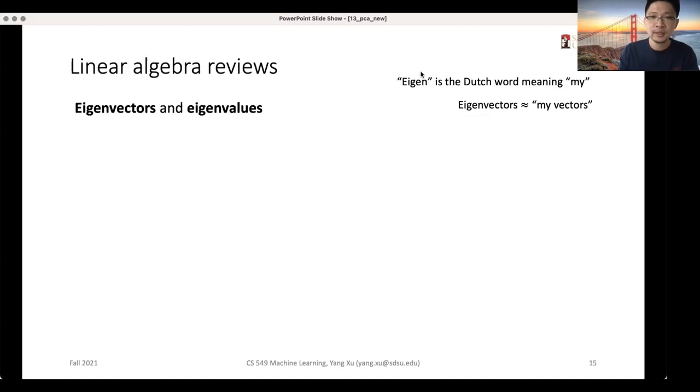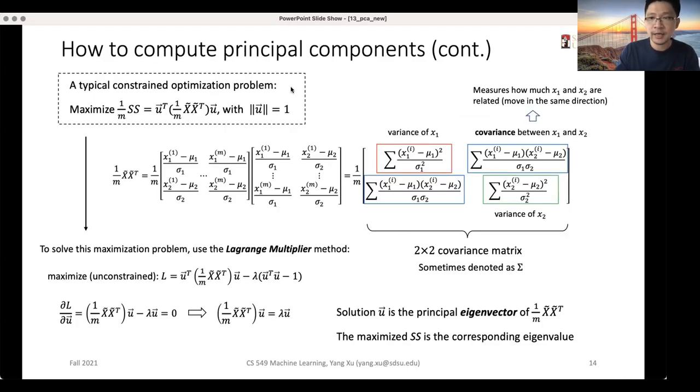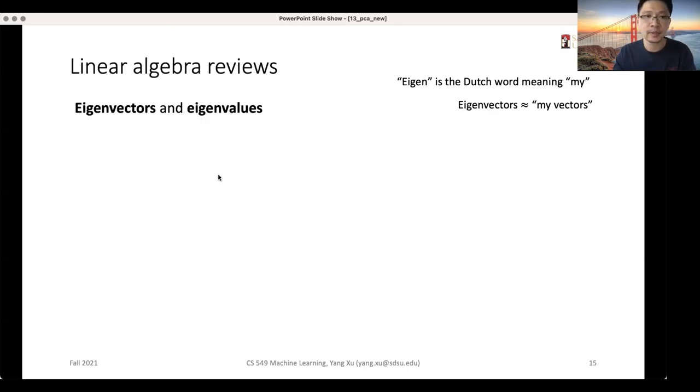So let's review the eigenvector a little bit. In linear algebra we have several ways to solve for eigenvectors and eigenvalues. These two words come from the German word meaning 'own' or 'characteristic', so it actually means the own vectors of a matrix, something like invariant properties of a matrix.